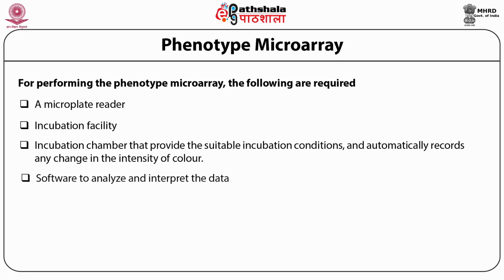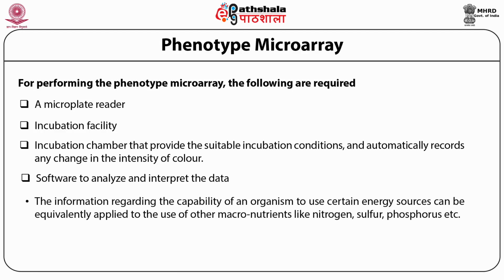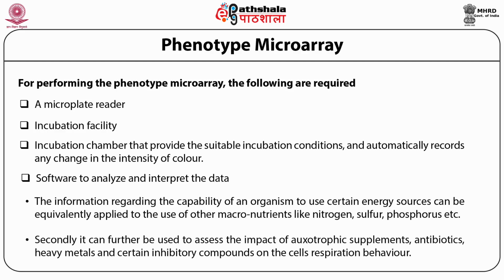Fourth, software to analyze and interpret the data. The information regarding the capability of an organism to use certain energy sources can be equivalently applied to the use of other nutrients like nitrogen, sulfur, phosphorus, etc. Secondly, it can further be used to assess the impact of auxotrophic supplements, antibiotics, heavy metals, and certain inhibitory compounds on the cell's respiration behavior.